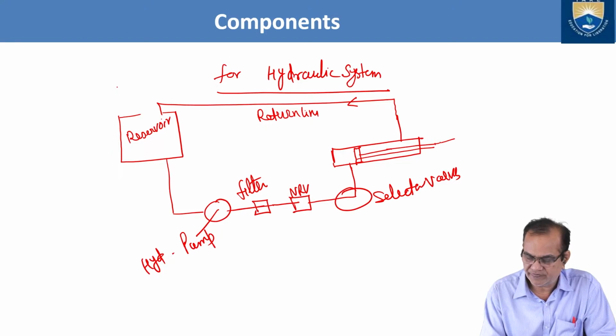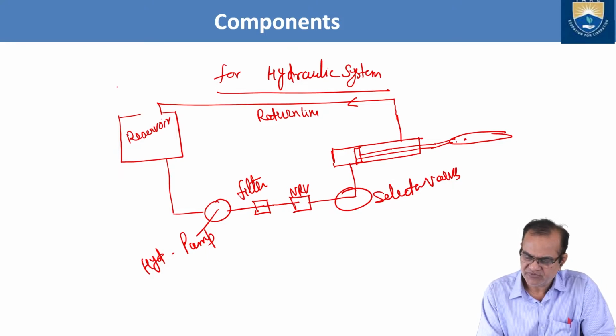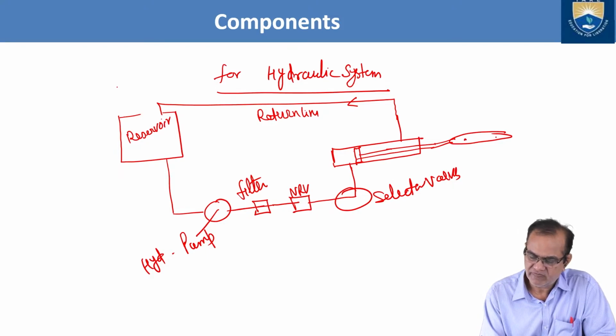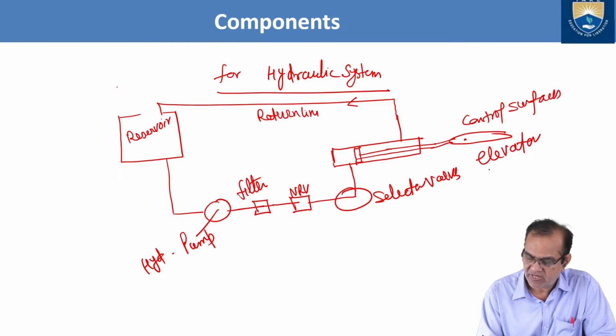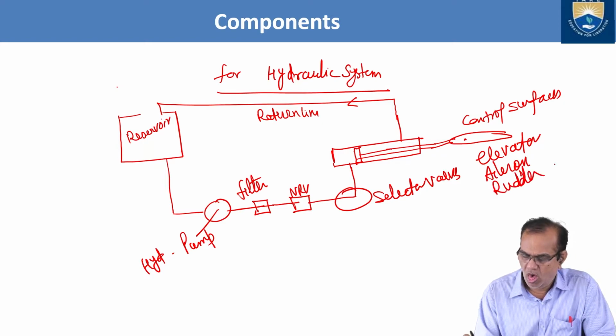Here your control surfaces are attached with some link. These are the control surfaces. These control surfaces may be elevator, aileron, or rudder. They are called the primary control.